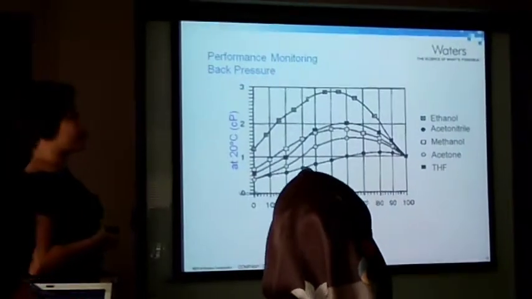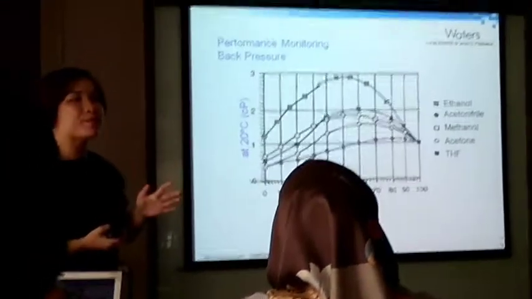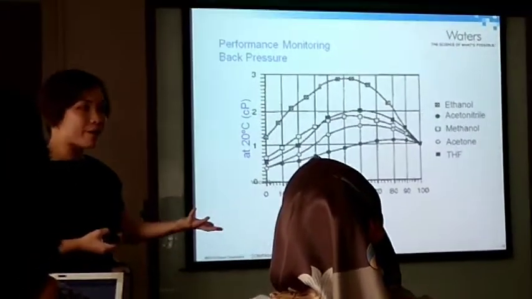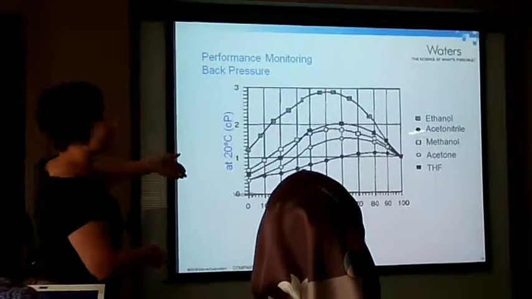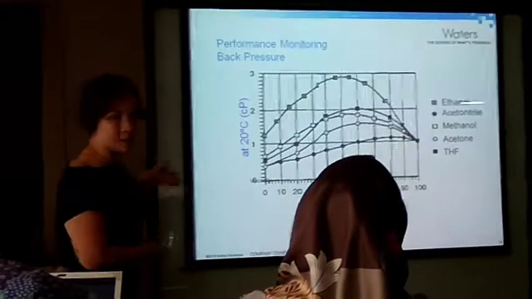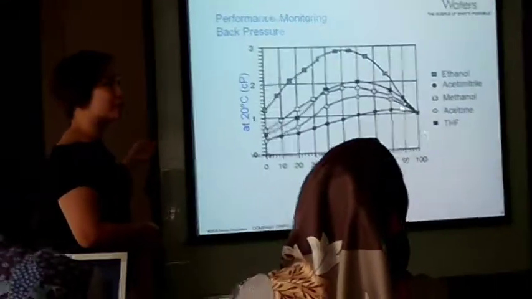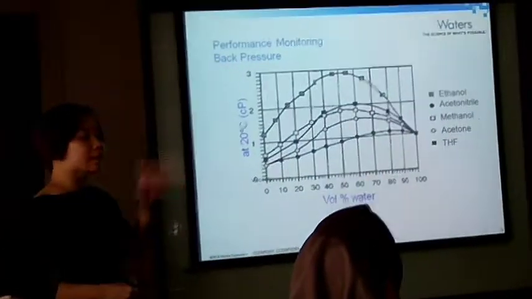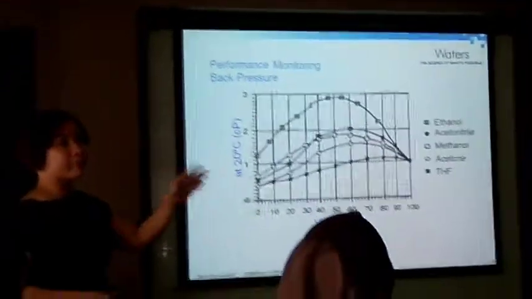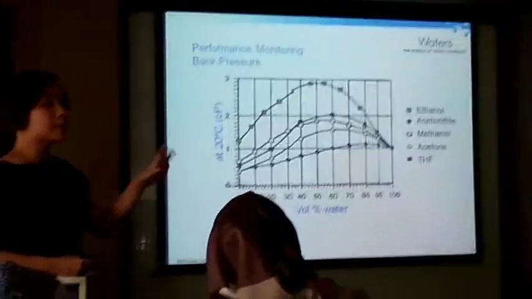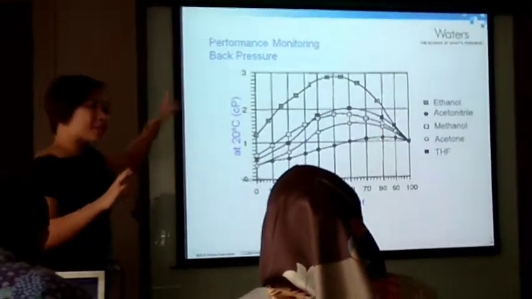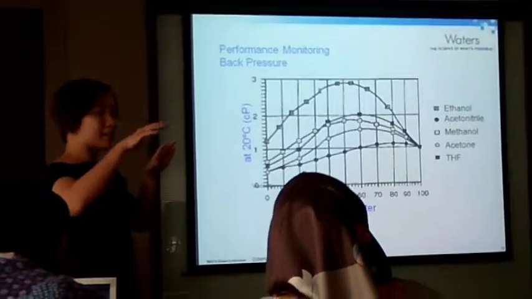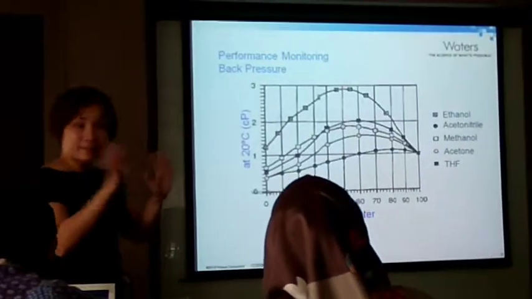And always remember, different solvents will have different back pressure. So if you have a different method, you use a different organic solvent. You sometimes use ACN, you sometimes use methanol, or you sometimes will use acetone. Always remember, all these solvents have different viscosity, and because of that, they have different back pressure. You cannot use the back pressure of methanol to estimate the back pressure of ethanol because they are different.